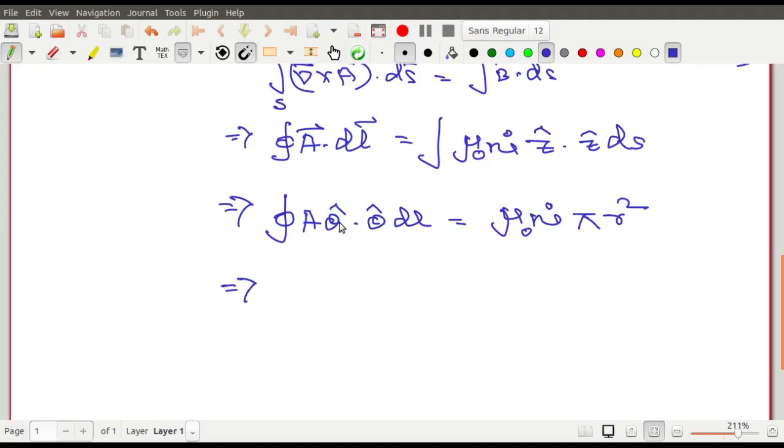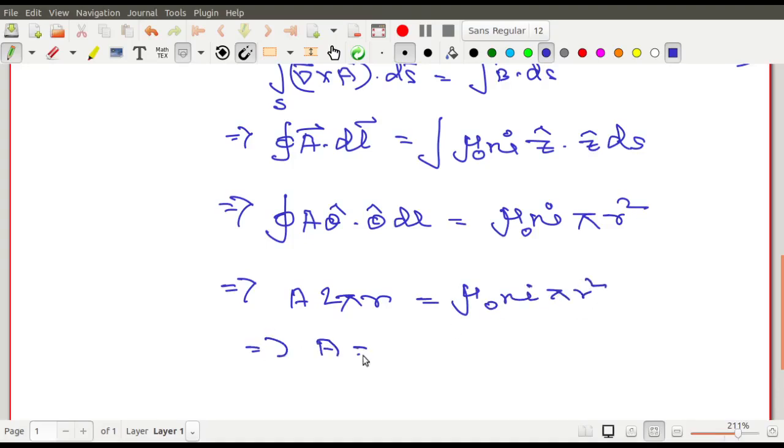So now theta dot theta, that is 1. A you can just take out of the integral, and what is this dl? So dl over here is 2 pi r, dl টা এখানে 2 pi r হবে, and this one is mu0 ni pi r square.